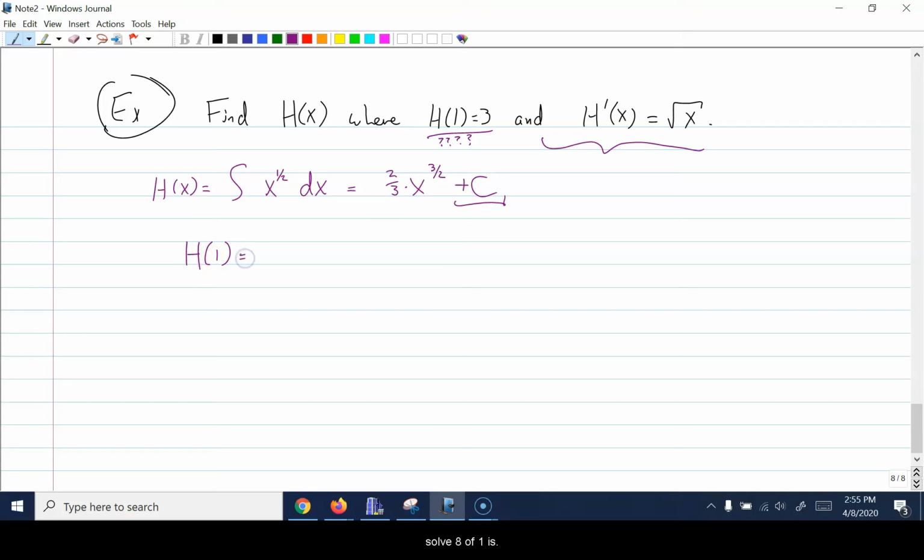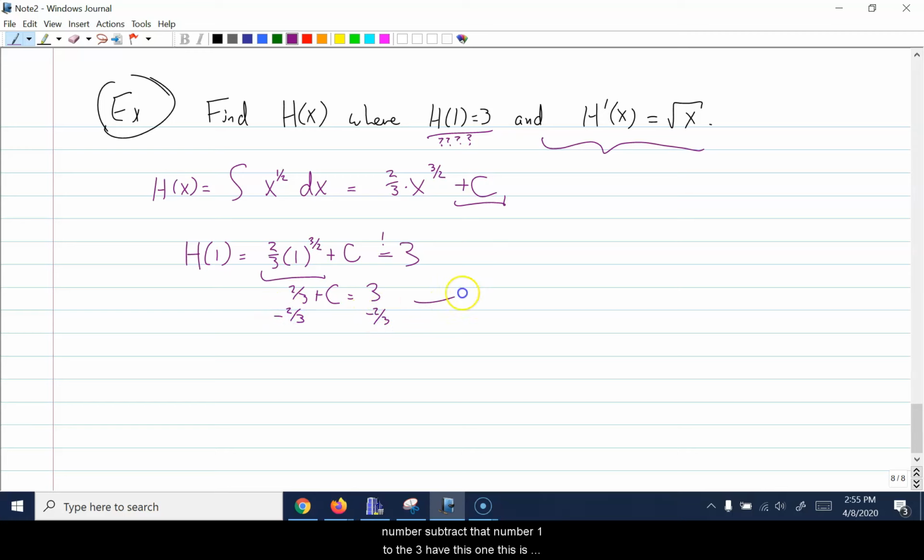H of 1 is 2/3 times 1 to the 3/2 plus c, and that needs to be 3. I set the thing equal to 3 and solve. It turns out to always be easy to solve, because you just need to subtract whatever this was. This could be messy, but it's just a number. Subtract that number. 1 to the 3 halves is 1. So this says 2/3 plus c is 3. So I subtract 2/3 from both sides. I get c is 3 minus 2/3. That's 9/3 minus 2/3, which is 7/3.